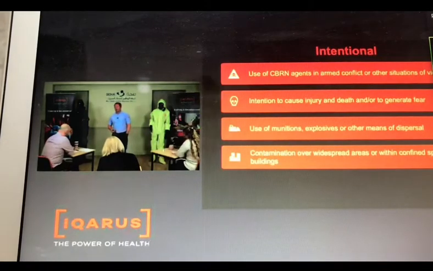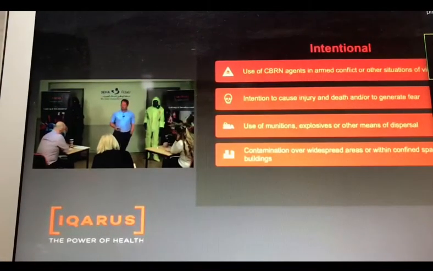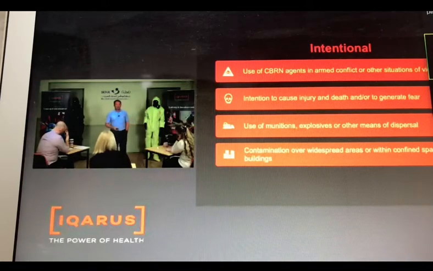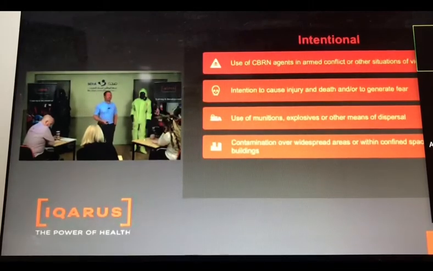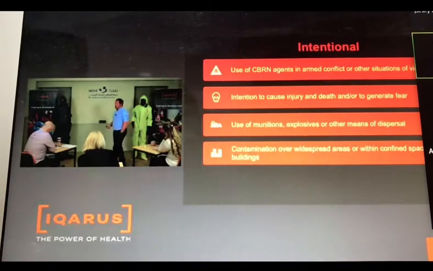An intentional release, however, is slightly different. This is a use of these CBRN agents in armed conflicts or other situations of violence, such as terrorism. Its intention is to cause injury and death and generate fear. Alongside the effects from the CBRN agents that might be used, during warfare, many of these are added to artillery shells and bombs. So you also have an explosive hazard. So you may have CBRN patients and also patients that have traumatic injuries consistent with explosions, and a mixture of both.